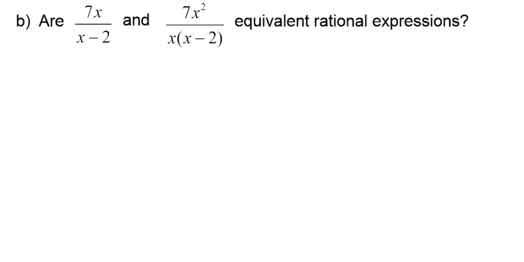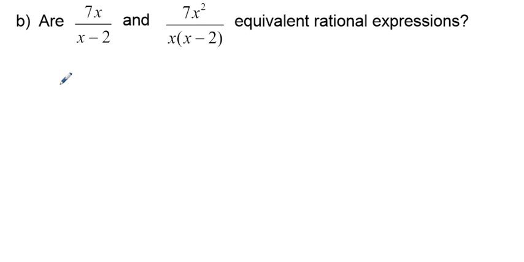Remember, in order to determine if two rational expressions are equivalent, we first look to see if the top and bottom of an expression has been multiplied by the same value, and if the resulting new expression has retained the original non-permissible values from the starting point without adding any extra non-permissible values. So I'm going to compare 7x over x minus 2 to 7x squared over x times (x minus 2).